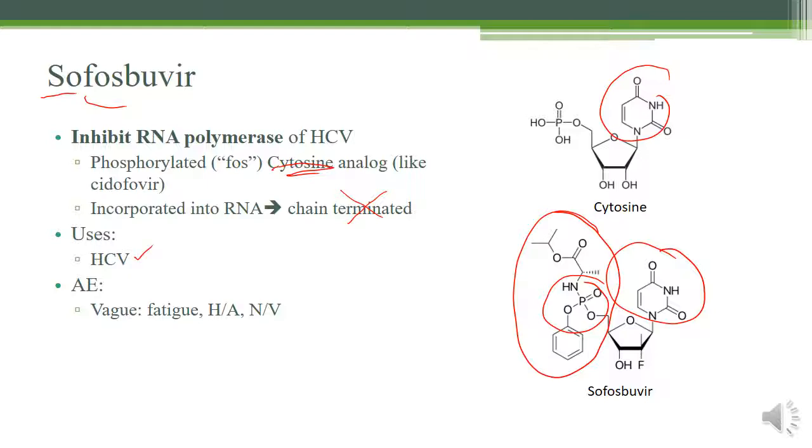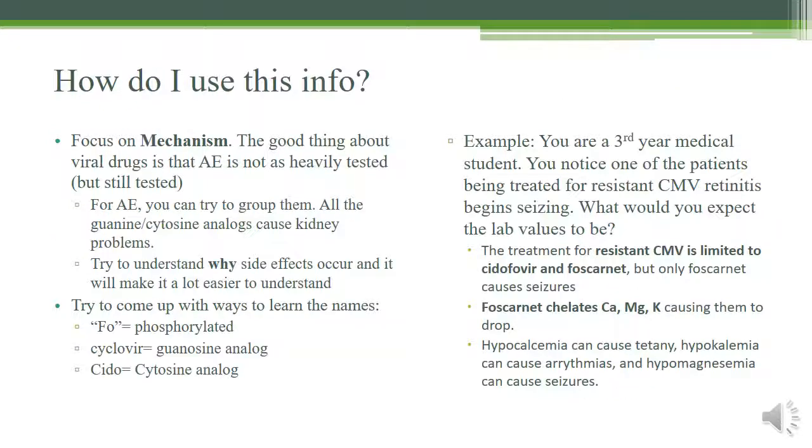That's really the only context, and it doesn't have any really important adverse effects. They're all very vague, like fatigue, headache, and nausea and vomiting, so you don't really need to memorize them. So how do you use this information? I would again focus mostly on the mechanism. It's definitely the most heavily tested when it comes to the antivirals, because if you know the mechanism, it also proves that you have a solid understanding of how the virus's life cycle works.